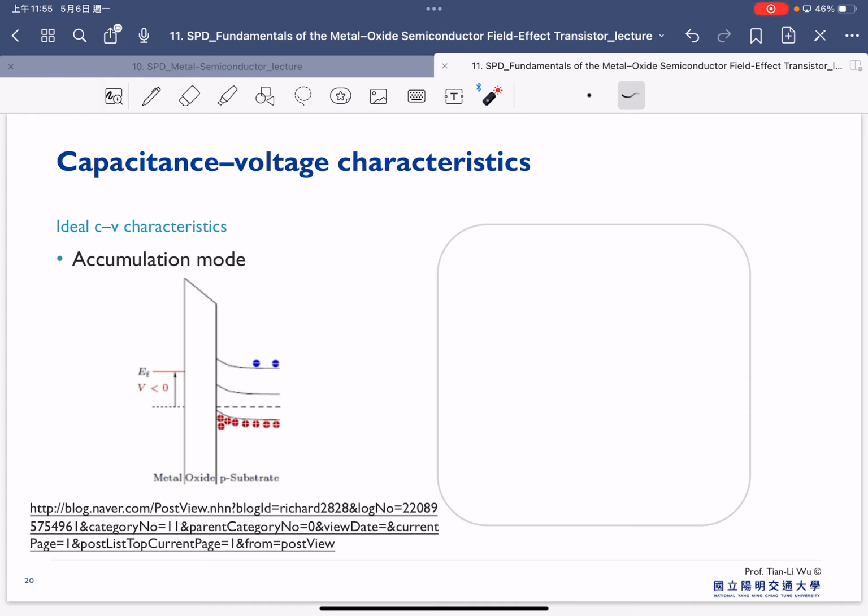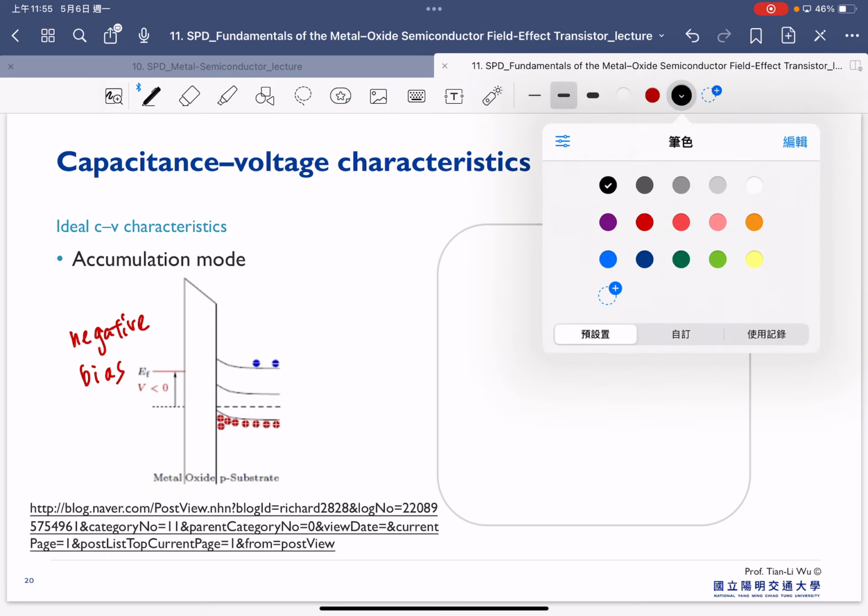Accumulation is something we already discussed: we start to apply the negative bias here. From the previous time, we already know that once we apply negative bias, we will have accumulation. So this is something we already knew, but now we have to add something additional here.